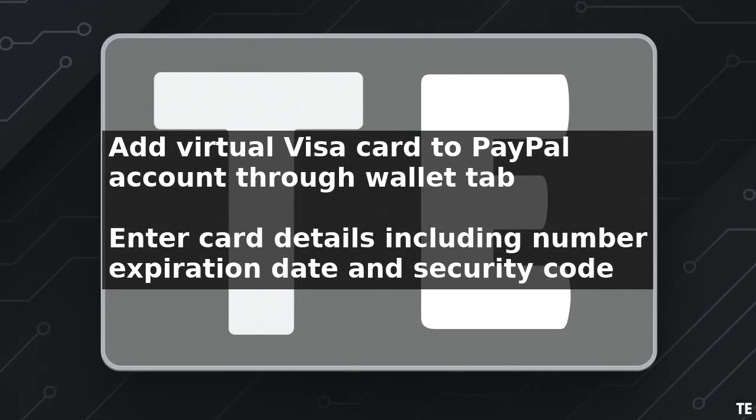To use a virtual Visa card on PayPal, you first need to add the card to your PayPal account. Start by logging in to your PayPal account and clicking on the Wallet tab. Then click on Link a Card and select the type of card you want to add. In this case, a Visa card.